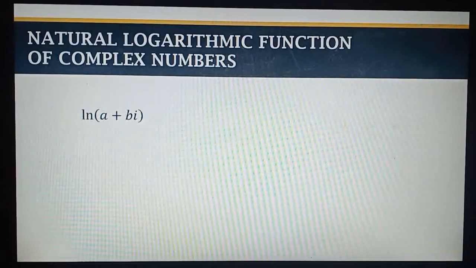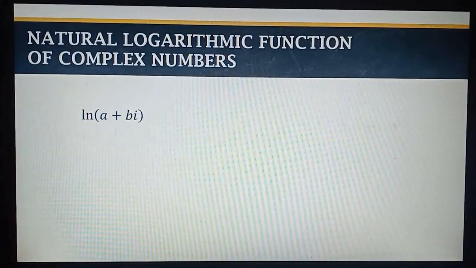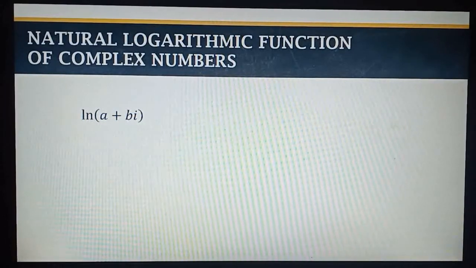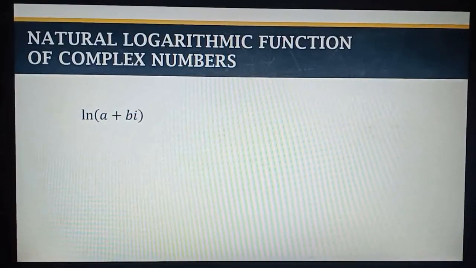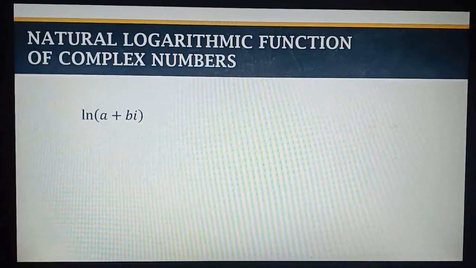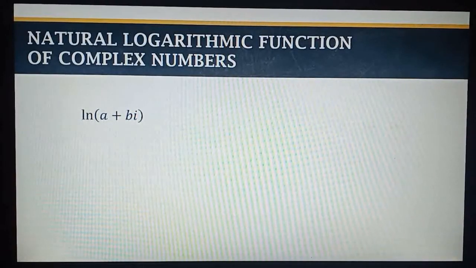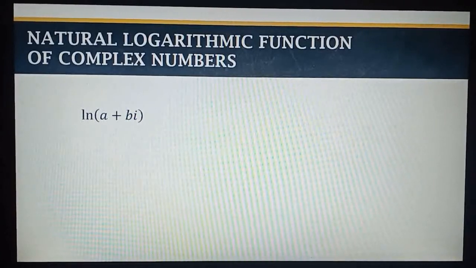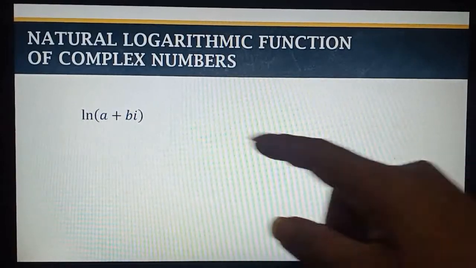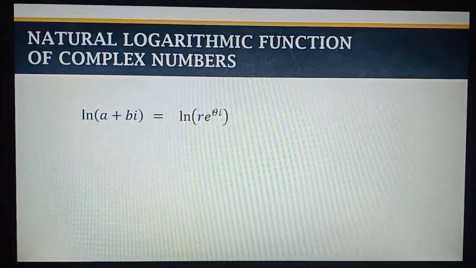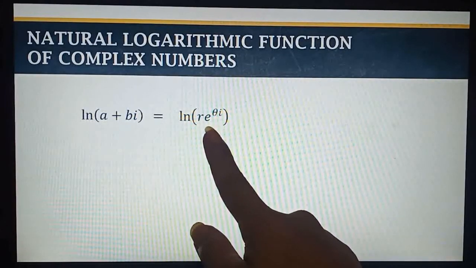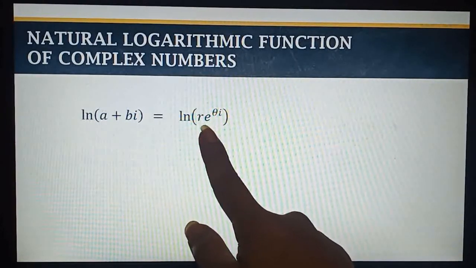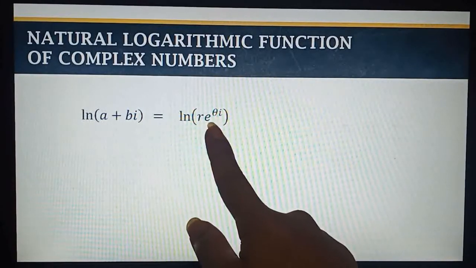Now, the last topic for this session is all about the natural logarithmic function of the complex number, or what we call the ln of the complex number. So let's say you were given the ln of a plus bi, wherein a plus bi is your complex number. Of course, it cannot be evaluated directly in the calculator. So you need to evaluate it first before using a calculator. When it is in rectangular form, we need to convert it into exponential form, not polar form. So you need to get the exponential form of your complex number.